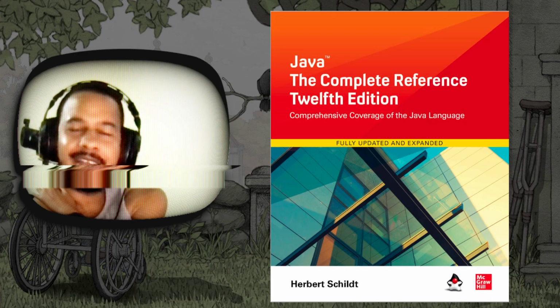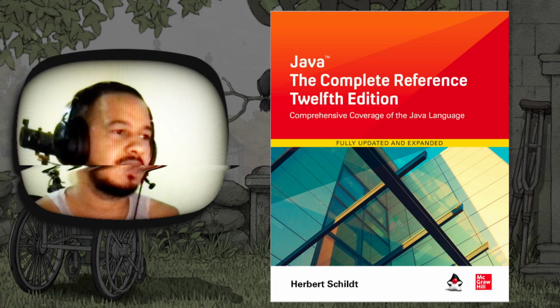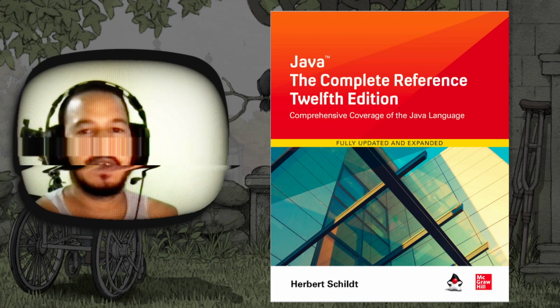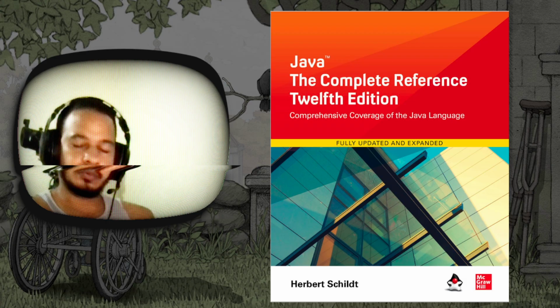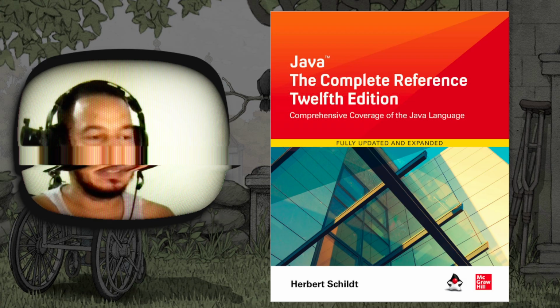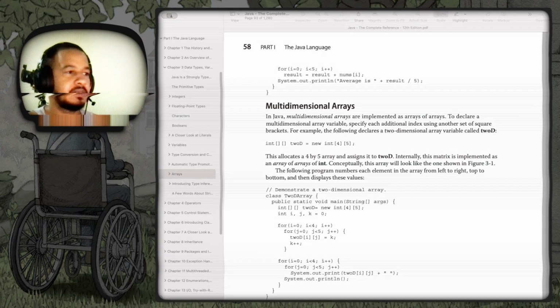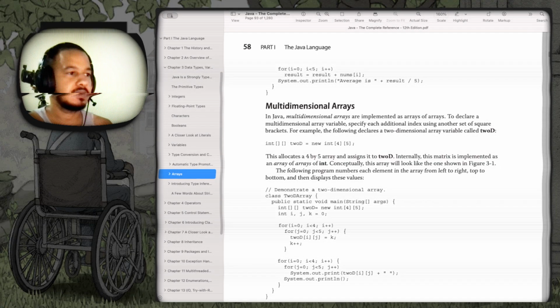Okay, let's do it again. Where we left off on page 58, multidimensional arrays, and that is what we are going to read over today. So let's get to it. Let's get started. Here it is, page 58, multidimensional arrays.